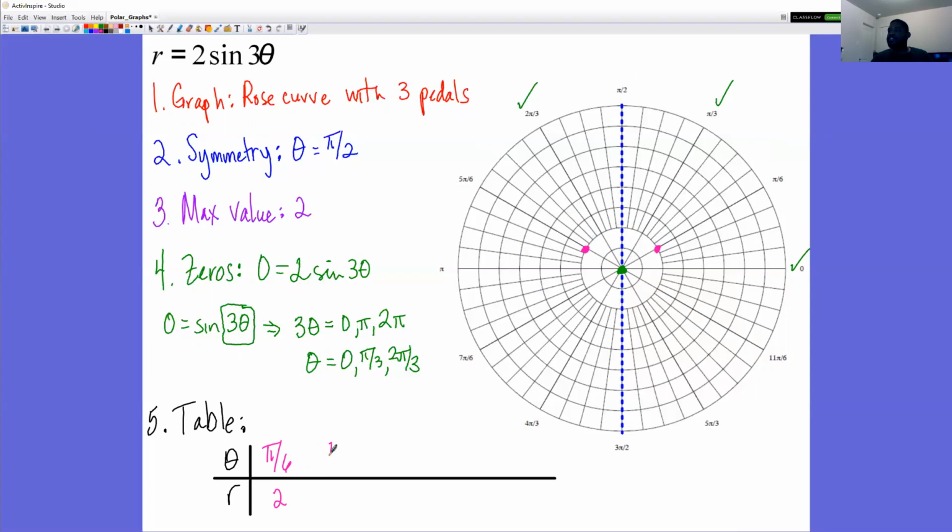Then we're going to go to pi over 4. Then at pi over 4, when you plug that in for theta here, you get 1.4. So at pi over 4 here, you're 1.4 units from the pole, so about right there, give or take. Which means at 3 pi over 4, we get the same result. About right there.